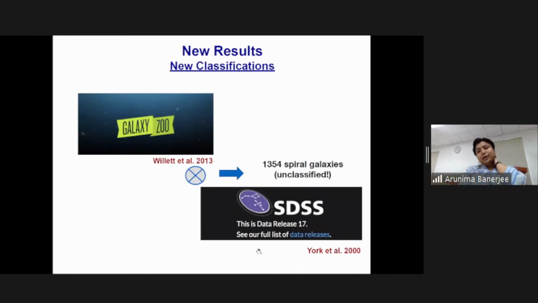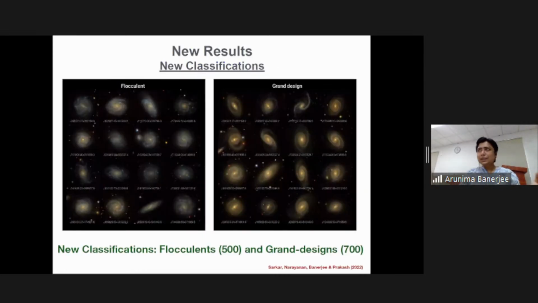Now we had about 1300 spiral galaxies identified in the Galaxy Zoo Citizen Science Project, which were not classified into flocculent and grand designs. We used our trained model and did the classification, and we ended up with 500 flocculents and 700 grand designs. These are new classifications. Since the number is not that big, we visually checked how bad the classifications were. Actually, it did pretty well. Only 134 galaxies, the classifications were not good.